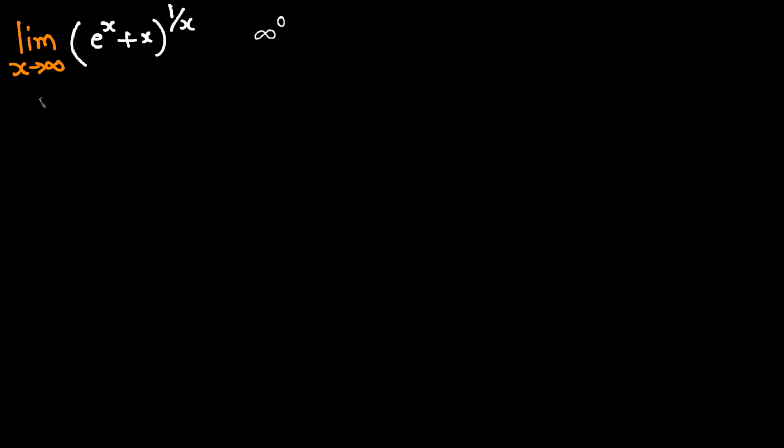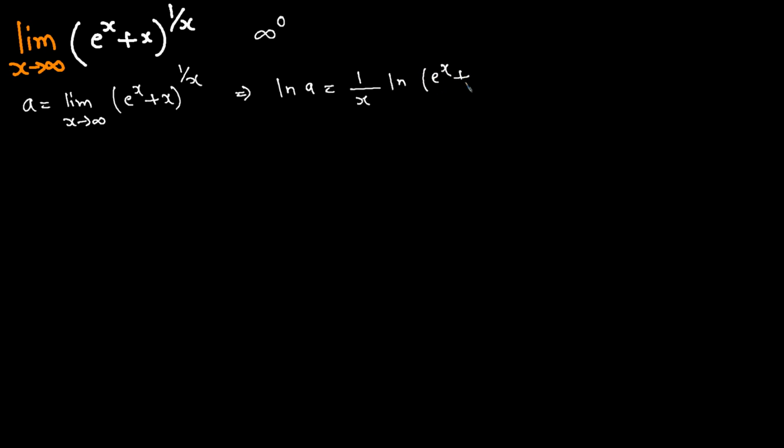Let's say this whole limit is equal to a. So a is equal to the limit as x approaches infinity of e raised to power x plus x, all raised to 1 over x, and take log on both sides. So the left hand side will turn into log natural a, which is equal to 1 over x times log natural of e raised to power x plus x. Okay, it can be rewritten as log natural of e raised to power x plus x, over x.